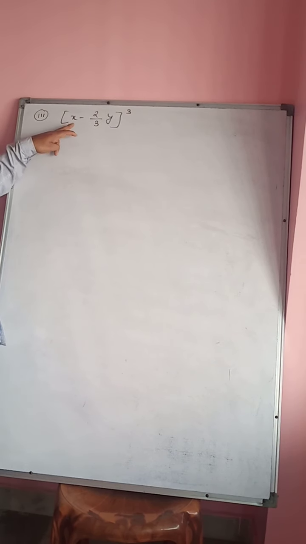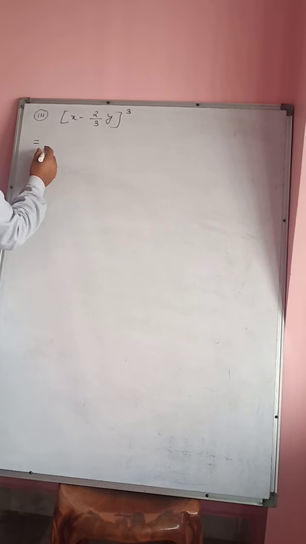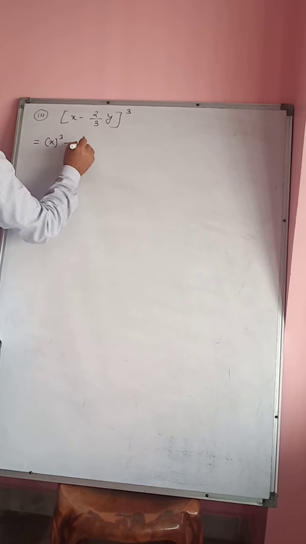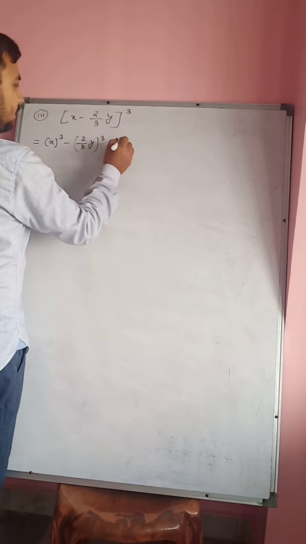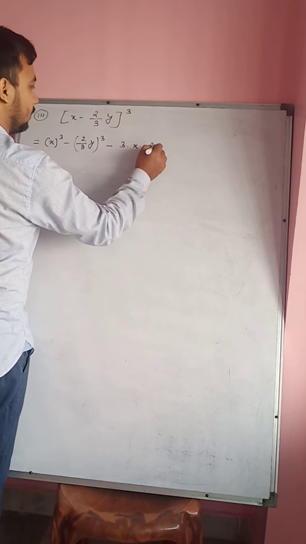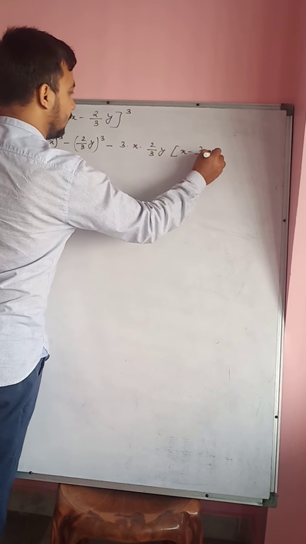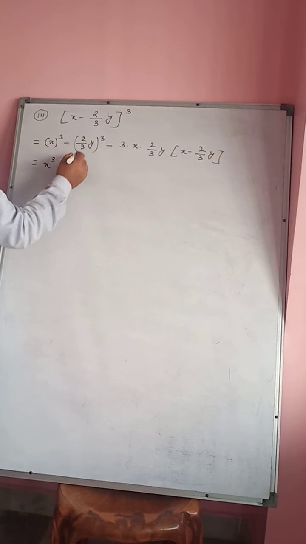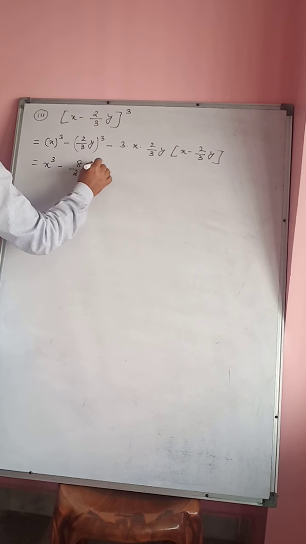Okay, next is (x minus 2 by 3y) whole cube. So we'll use the same identity with minus, a cube minus b cube minus 3 into a into b and (a minus b). Okay, so this is x cube minus, what is 2 cube? 8, 3 cube means 27 y cube.